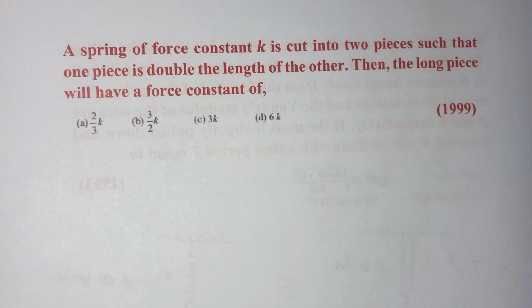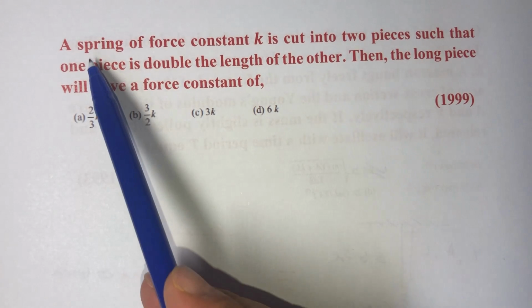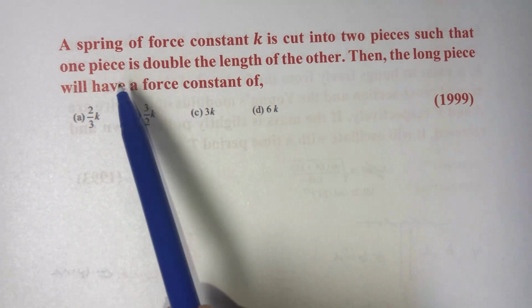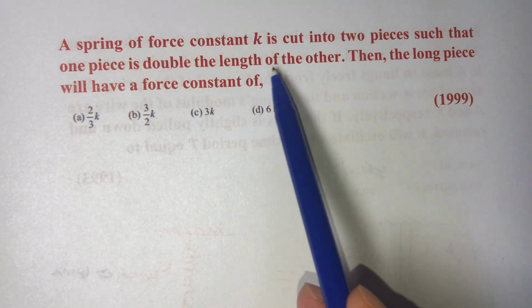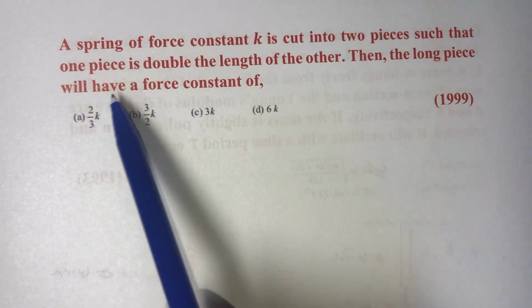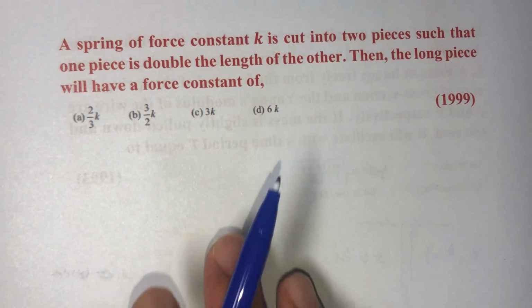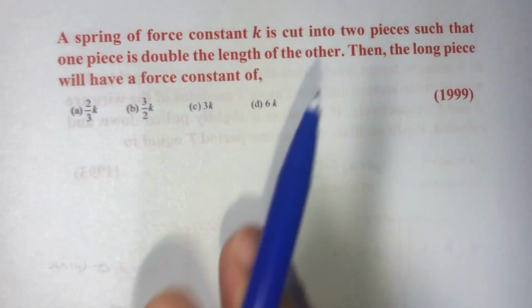Hello friends, in today's question, a spring of force constant K is cut into two pieces such that one piece is double the length of the other, then the long piece will have a force constant of. So we are given that there is a spring of force constant K.